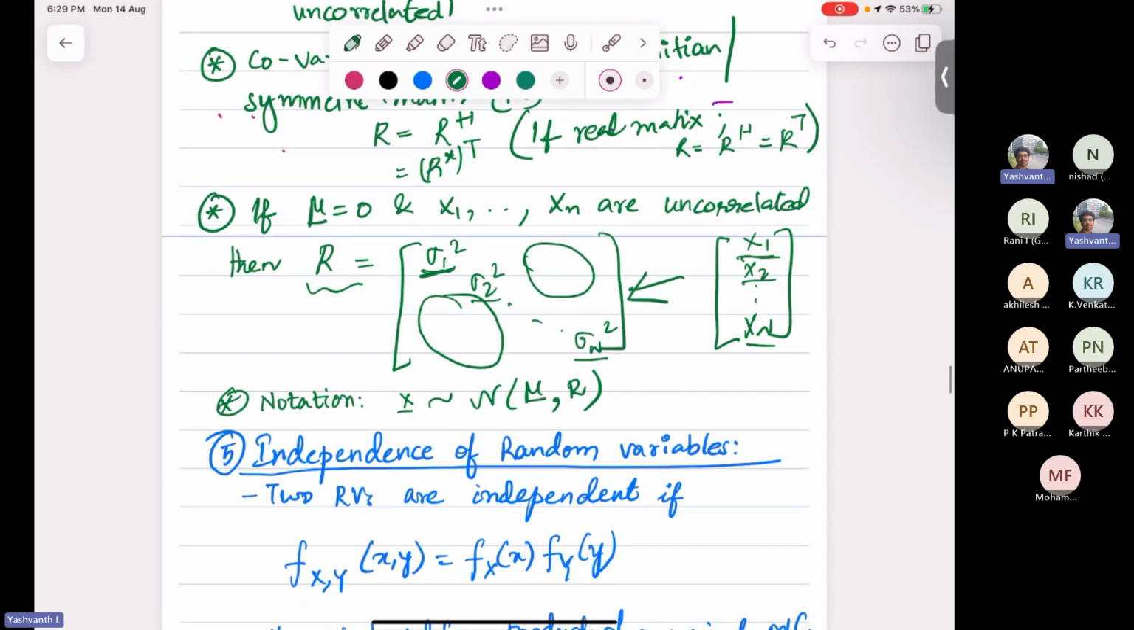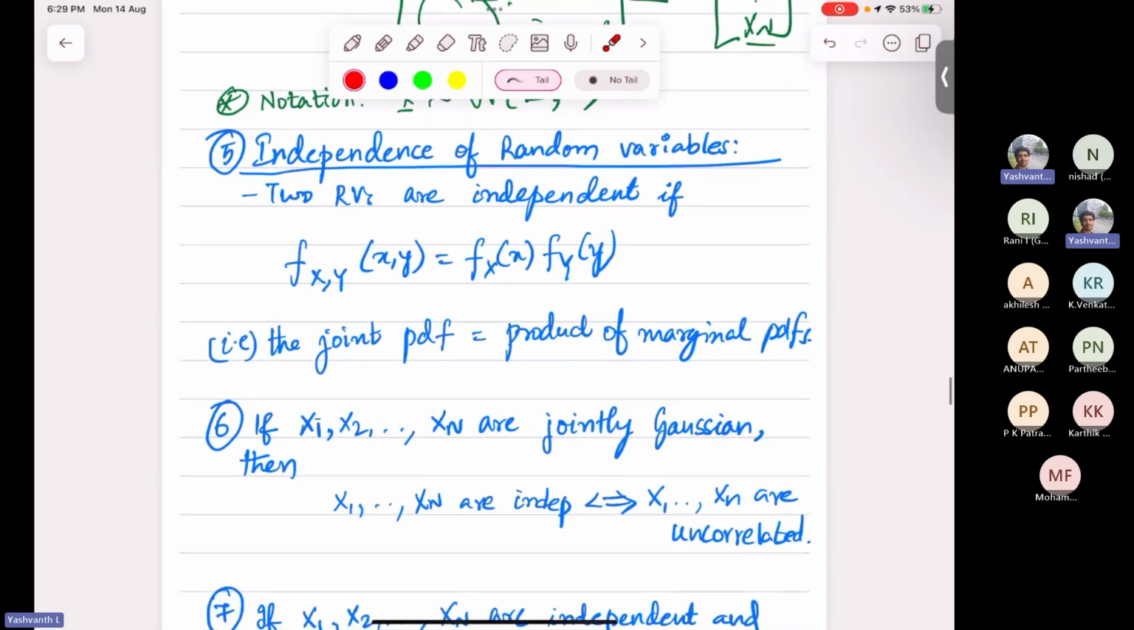The notation for a Gaussian random vector is just the same as what you saw in the single random variable case, except that now you have a mu vector instead of a single number mu, and instead of a single-number variance, you have the entire matrix R. That is the only difference.